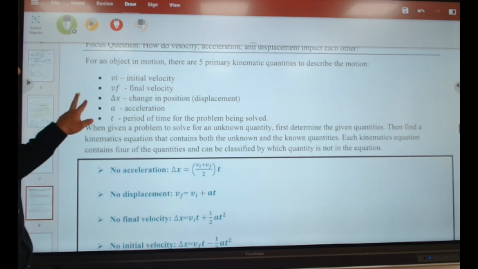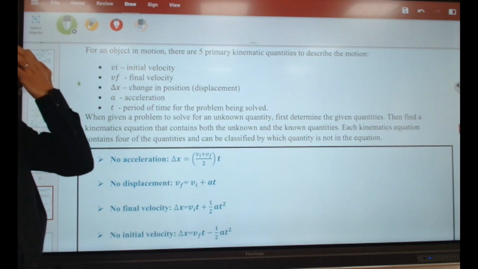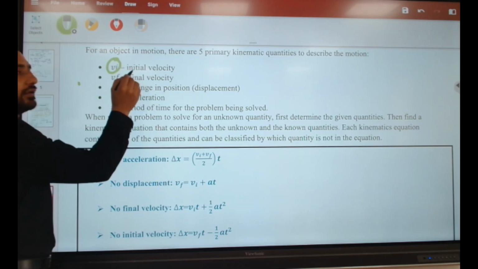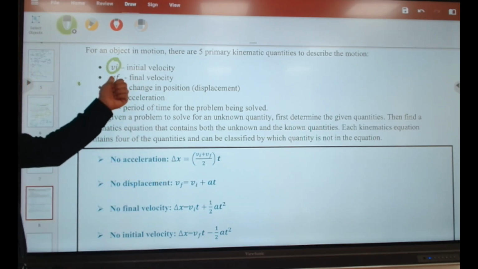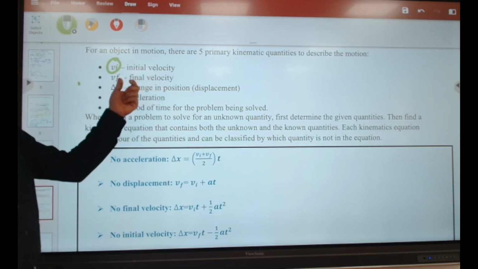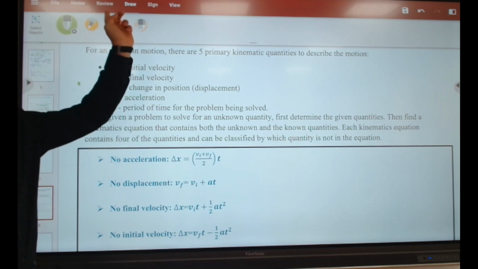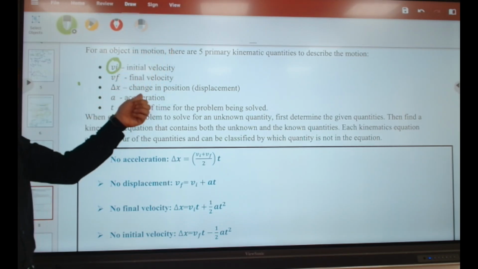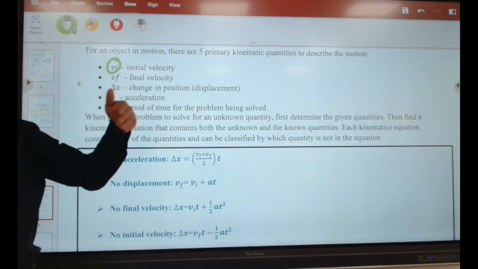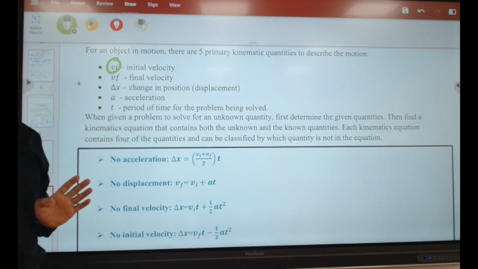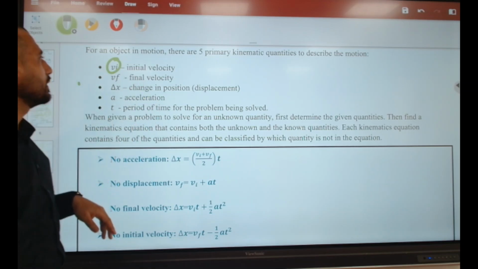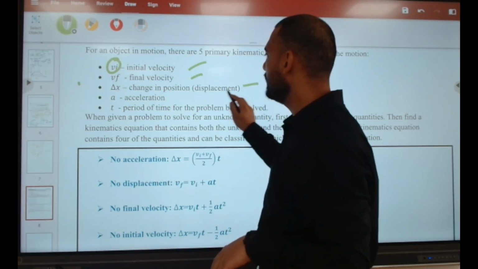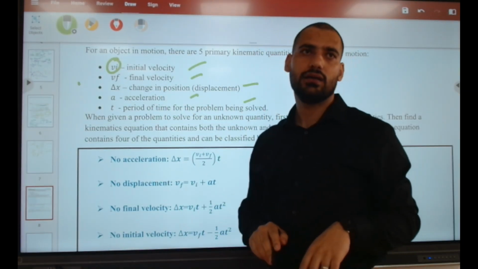Now for kinematic equations, there are some things that you need to know. Vi will be the initial velocity. Vf will be the final velocity. Delta x is the change in position or displacement, we know that, right? Yes. a is the acceleration and t is the time period for which the body is in motion. Is that clear? Okay. So understand, out of these 5 variables, 1, 2, 3, 4 and 5, okay, 2 things are very important.